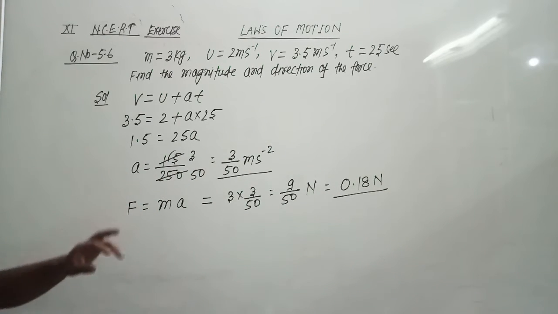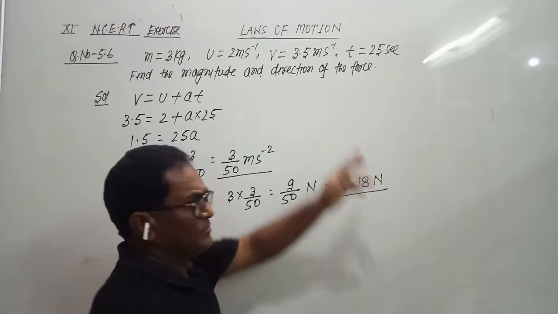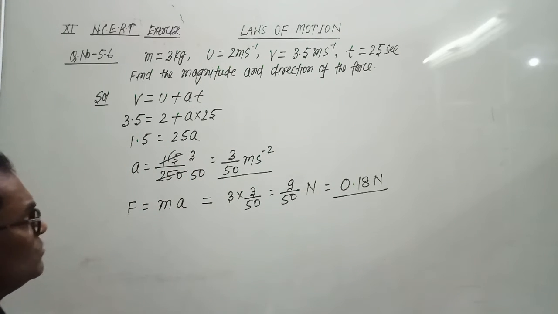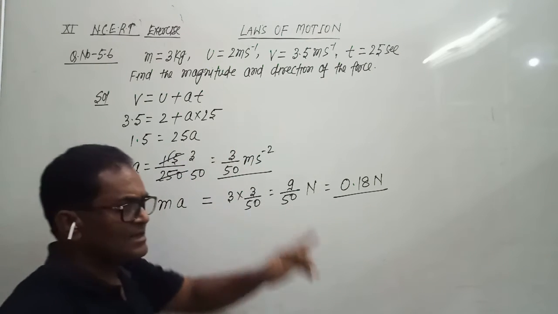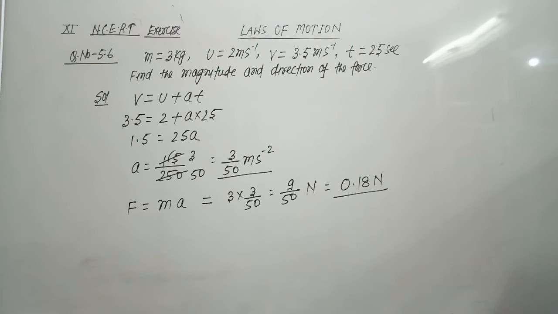Also we have to calculate the direction of the force. Since the applied force increases the speed of the body, because its initial speed was 2 meters per second and the final speed is 3.5 meters per second, the direction of the force must be in the direction of the motion of the body.